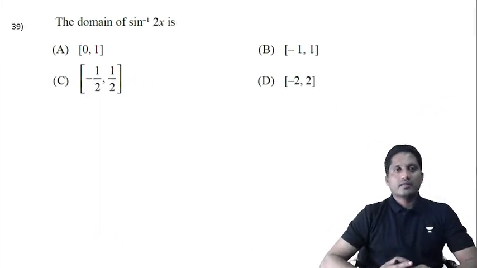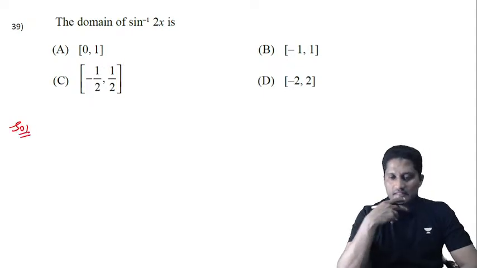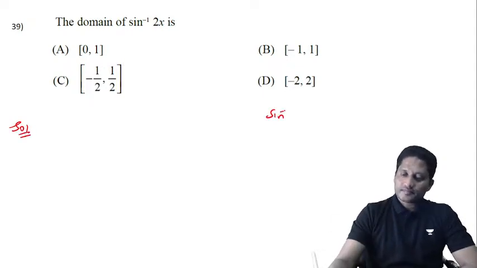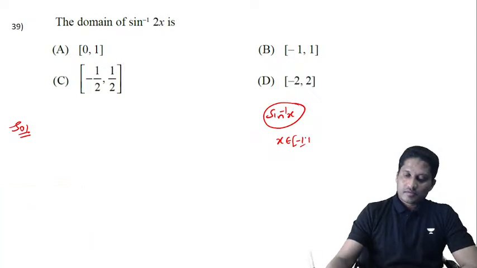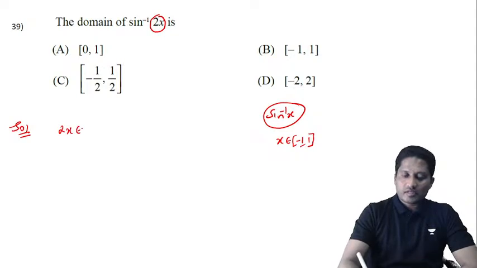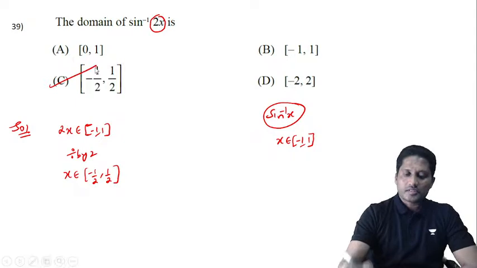Question number 39. What is the domain of sine inverse of 2x? If you have sine inverse of x, the domain is x belongs to the closed interval minus 1 and plus 1. Instead of x, we have 2x, so 2x belongs to the closed interval minus 1 and plus 1. If you divide by 2, x belongs to the closed interval minus 1 by 2 and plus 1 by 2. Answer is option C.